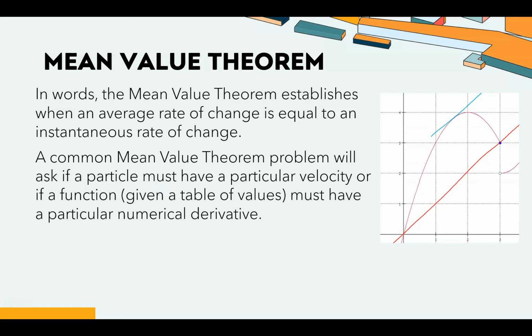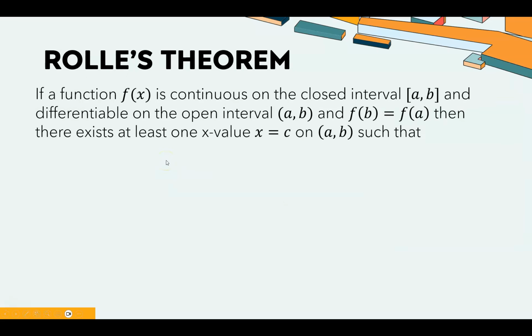A common mean value theorem problem will have some phrase like, must the particle have this particular velocity? Or maybe you're given a table of x and y coordinates, and I'll show you one of those at the end. I think it's from 2022. A table of x and y coordinates, and does the derivative ever equal some number? You really can't do that from an average rate of change, and you're supposed to think, oh yeah, mean value theorem.